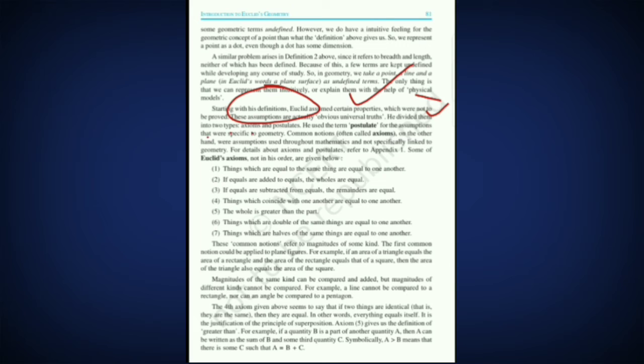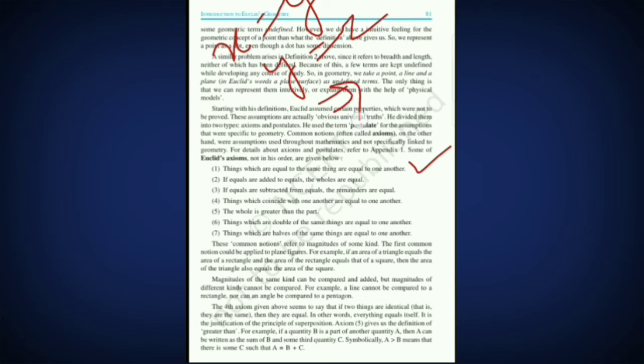Some of Euclid's axioms, not in his order, are given below. Okay, what are given? Look at here. Things which are equal to the same thing are equal to one another. What does this mean? This is a very good definition as he has given. Suppose I am saying that x is equal to y and y is equal to z, then it means x is equal to z. This is the meaning of Euclid's definition.